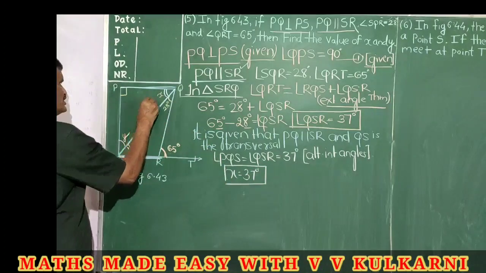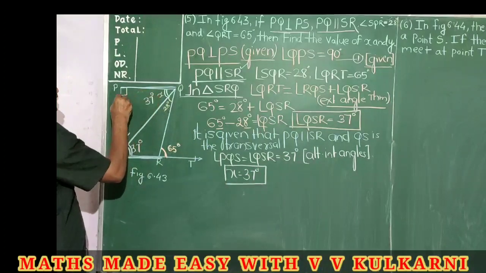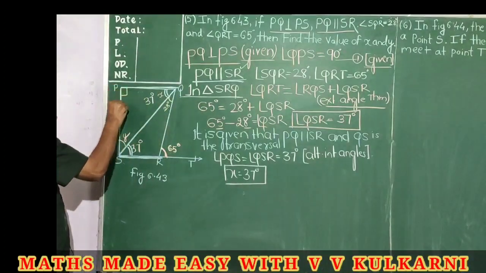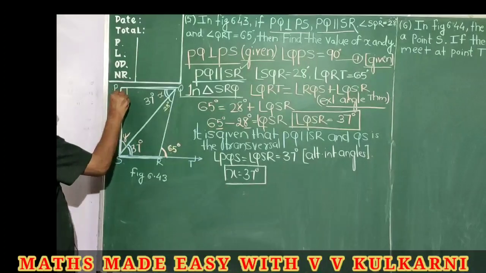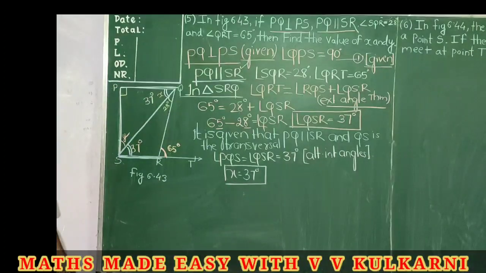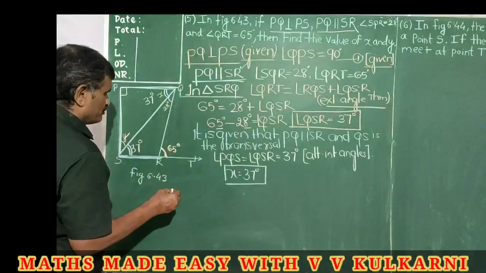So this is 37 degree, children, and already hint is given to you. PQ is perpendicular to PS. So this is 90, this is 37. How much is this one? Again we have to depend on some angle property of triangle. So let us use that property here.